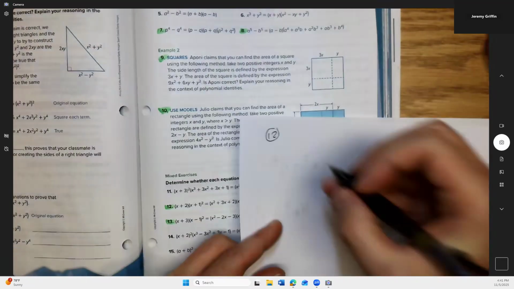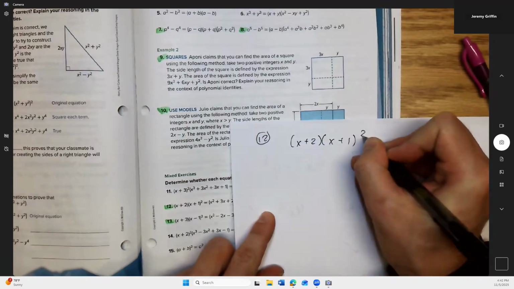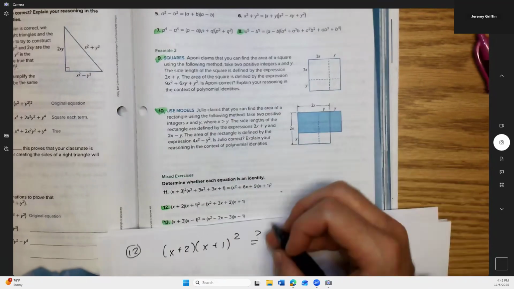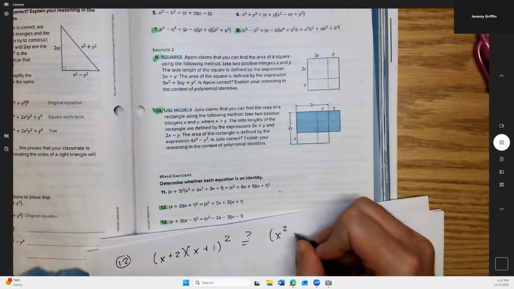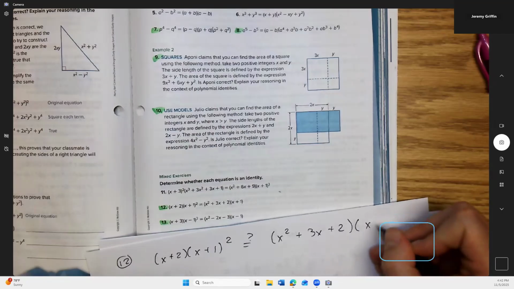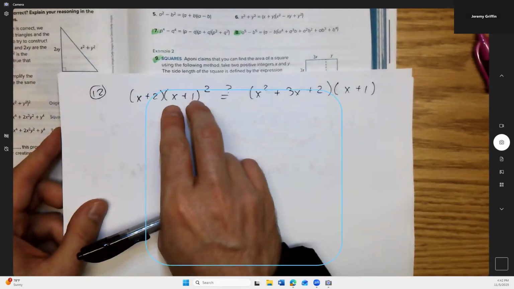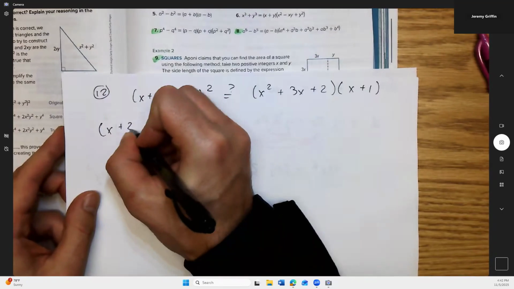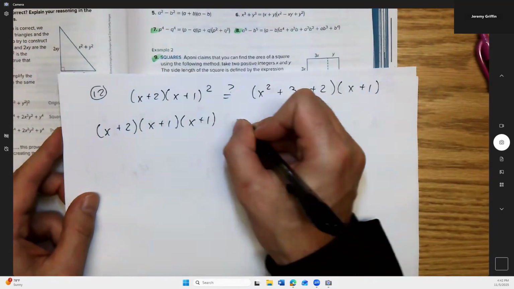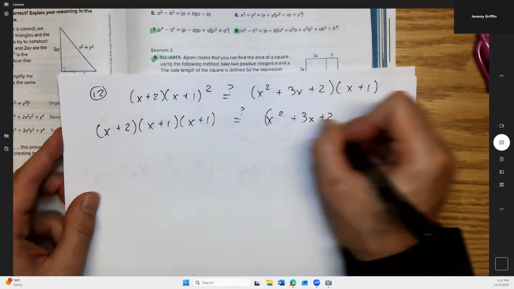Number 12, I got x plus 2, x plus 1, quantities, or well, x plus 1 being squared. Okay, is that equal to, and then on the right side, x squared plus 3x plus 2, and that's all multiplied by x plus 1. Okay, so is the left side equal to the right side? Here, I'm going to rewrite those as x plus 2, x plus 1, and then another x plus 1, if you like. It helps to see that. Is that equal to x squared plus 3x plus 2, and then x plus 1?